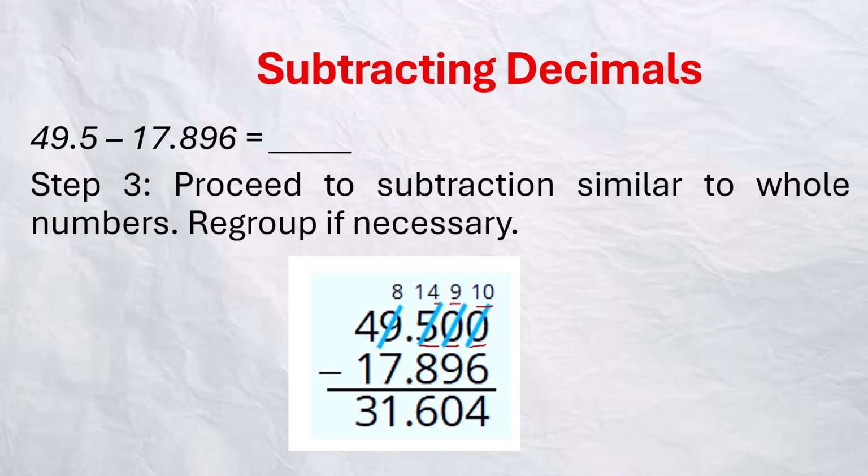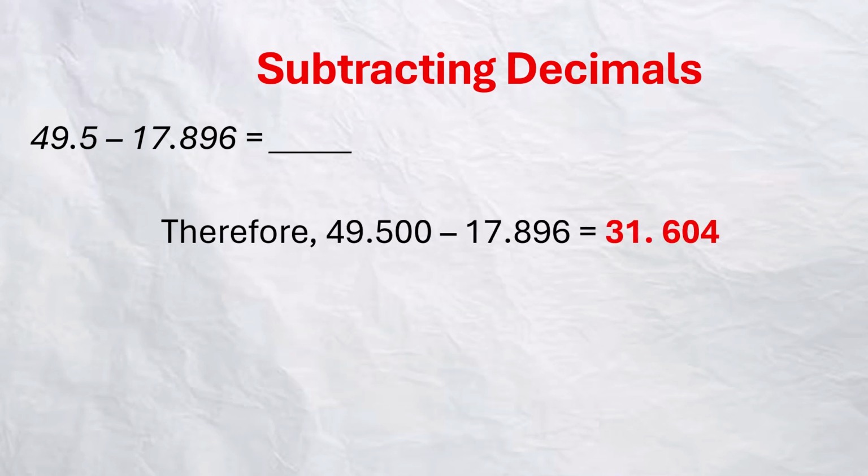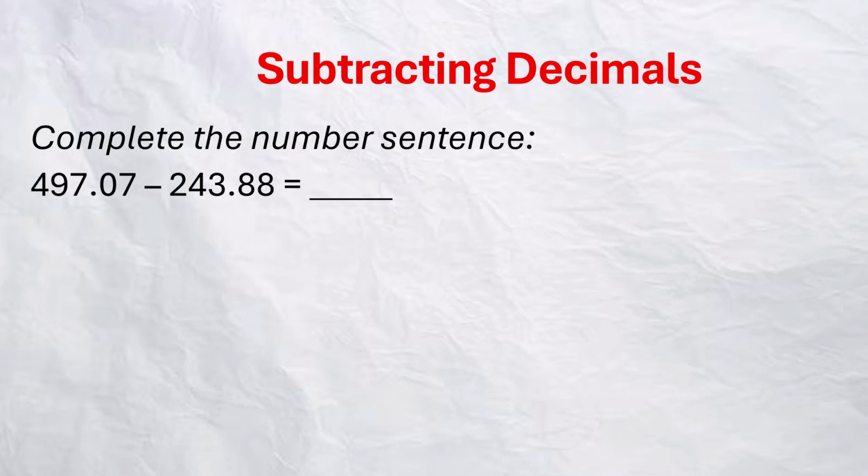So 10 minus 6 is 4, 9 minus 9 is 0, 4 minus 8 is not possible, so we need to regroup. 9 will become 8, 4 a while ago will become 14, so 14 minus 8, that is 6. 8 minus 7 is 1, 4 minus 1 is 3. So the final answer is 31.604.